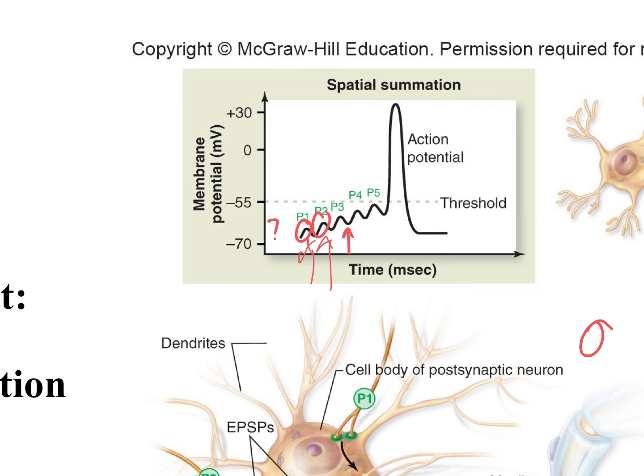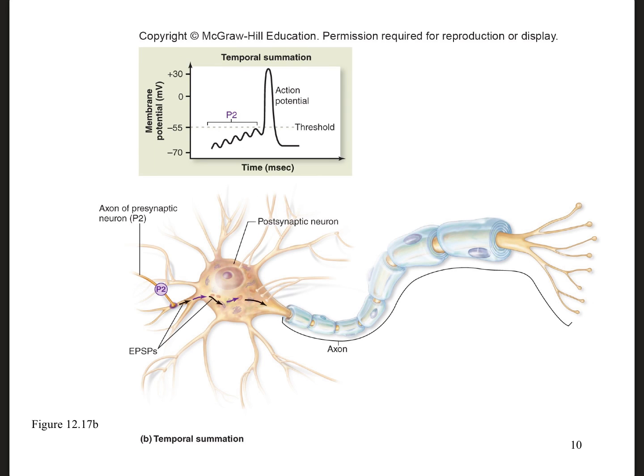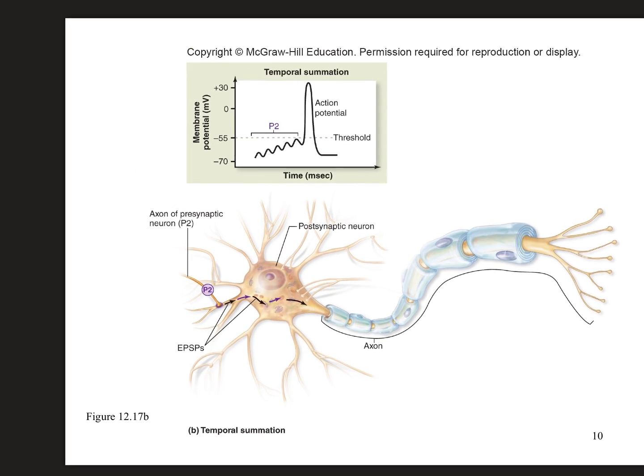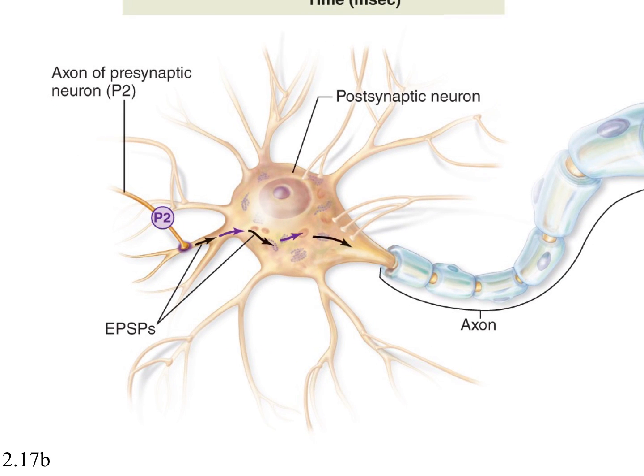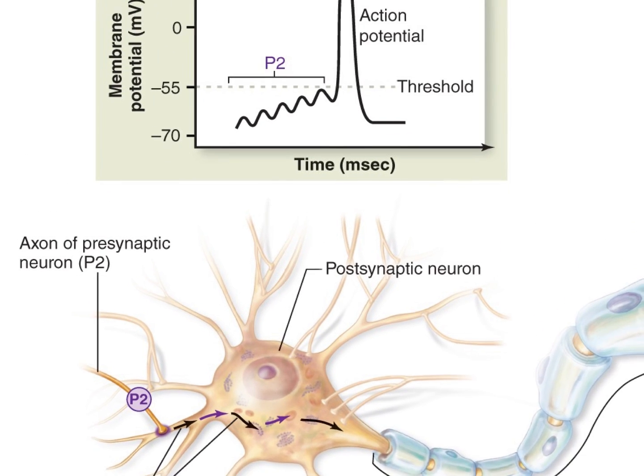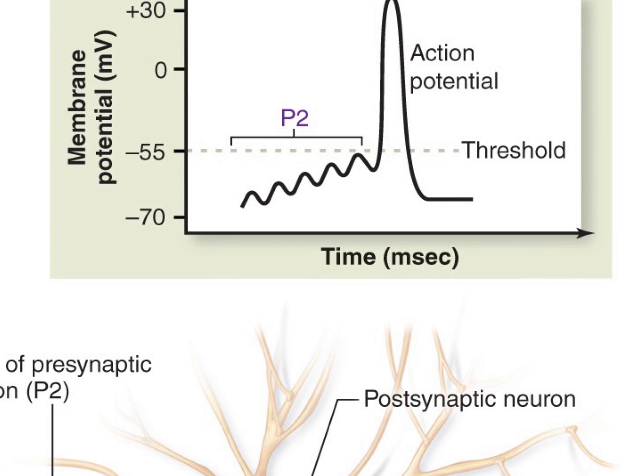Okay, here is your temporal. There we go. Here's temporal. And here, one neuron is just continually firing on the target neuron, on the postsynaptic neuron. So your postsynaptic potential, all these are coming from P2, but each one is moving it closer and closer to the threshold. We add them up, eventually we reach threshold, and the neuron produces an action potential.